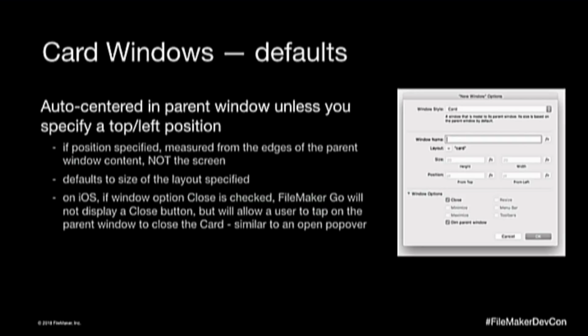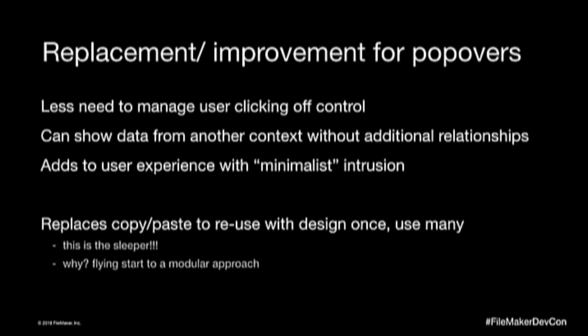And by default, obviously, it defaults to the center of the window, the size of the layout that you define as the card. And our only two options are to close the window and to dim all of the area that is not the window, the parts around it, and those are obviously optional. On iOS, you don't get a little cross to click. You can just click off the control anywhere.